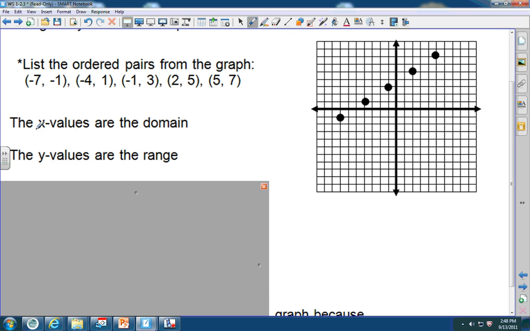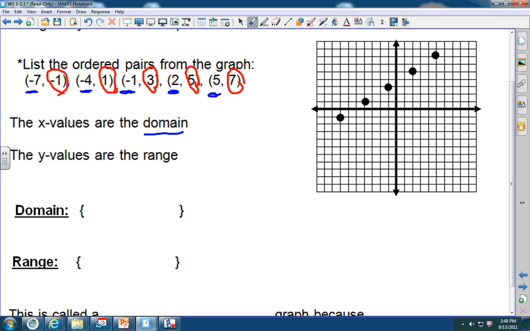So right here, if I were you, I know the domain is x, so I'm going to underline all these x numbers right here. I normally do that first. And then I'll go through and I'll circle my y numbers, or use a different color. It just depends on what kind of pen or pencil I have. But I'm circling my y numbers so that now when I go over here and I have to list my domain, I know I'm using all the ones I underlined. Negative 7, negative 4, negative 1, 2, and 5. The range, negative 1, 1, 3, 5, and 7.